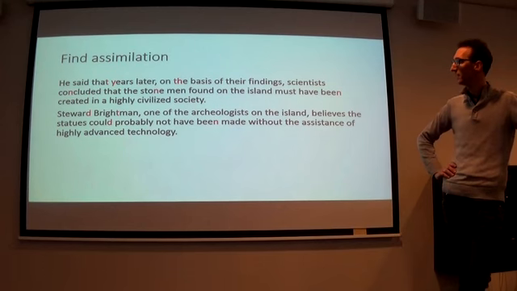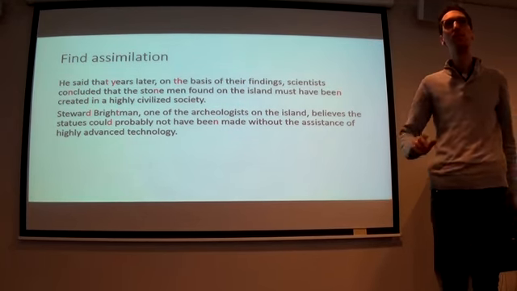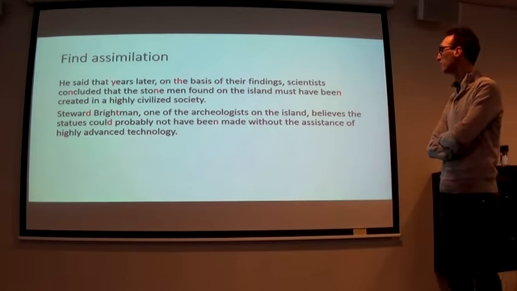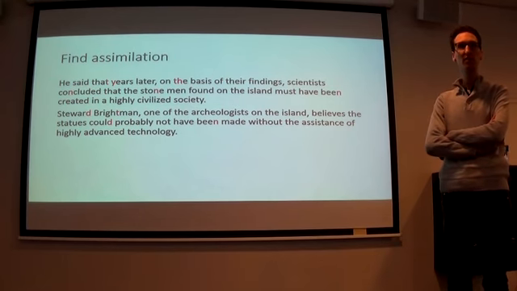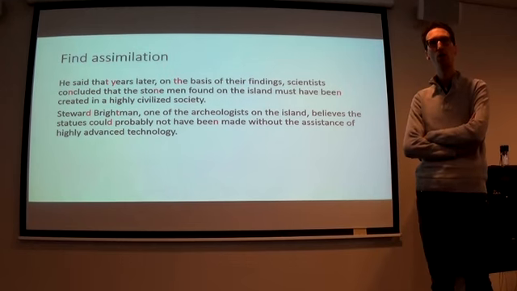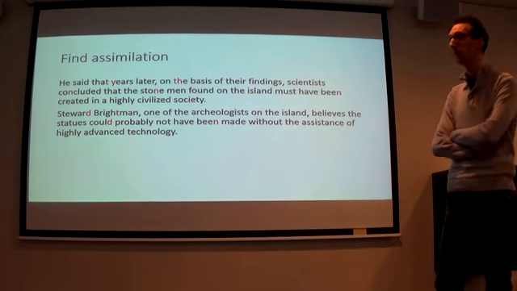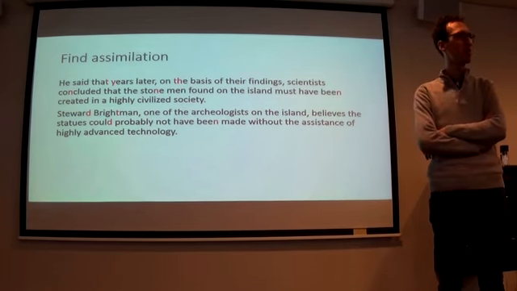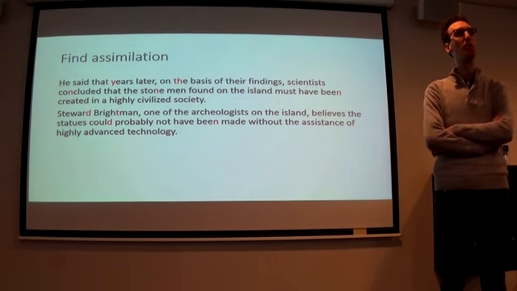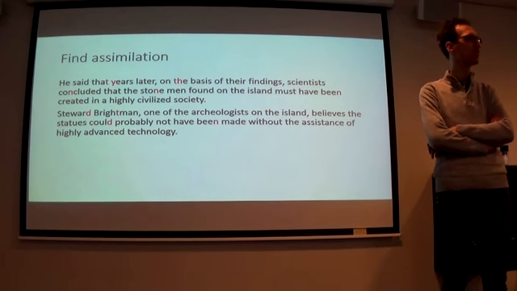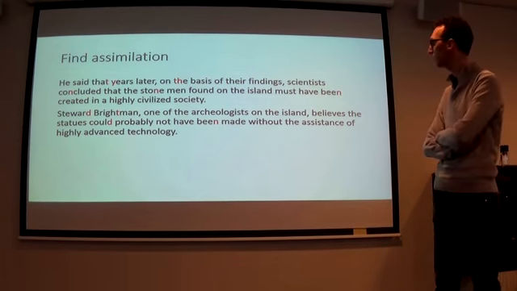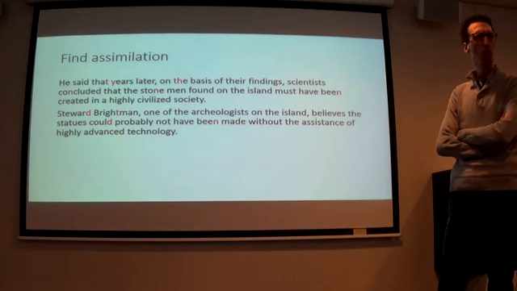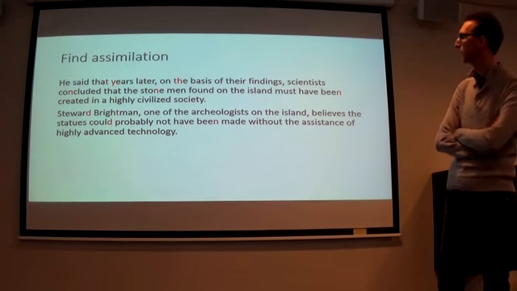"On the basis" becomes "on the basis" with a changed sound. "On the basis of their findings, scientists concluded" becomes "concluded", alveolar to velar. "Stone man" becomes "stone man" with two m's, so alveolar changes to bilabial. That's a tricky one because of the e. Next one, which is a tricky one: "the stone man", because you have an e.